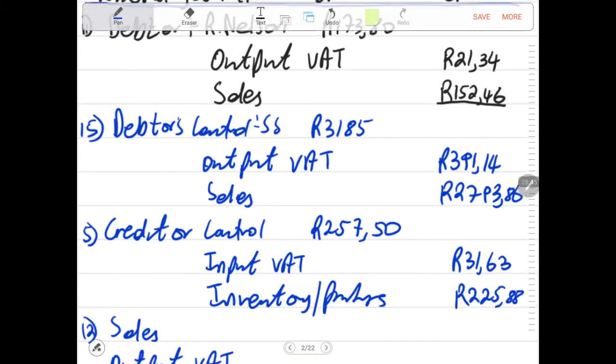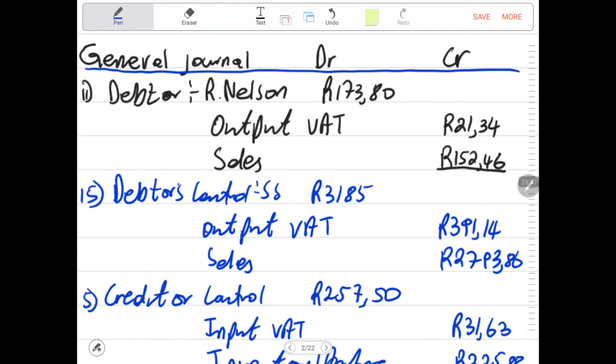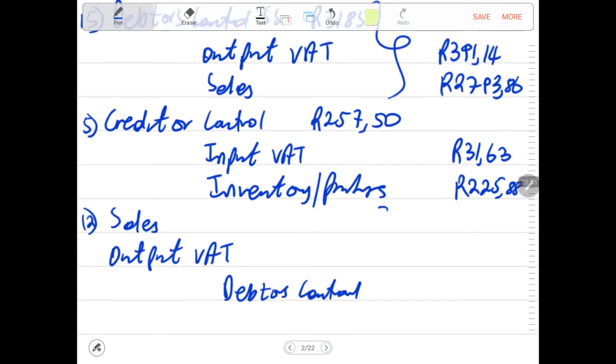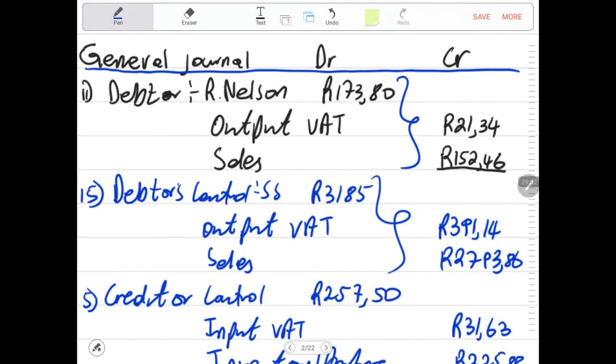Remember, just want to go back previously. This was a credit sale. Here we sold inventory on credit, and here we sold inventory on credit. And now here the customer is returning the same or part of that inventory. Now it means you have to record a vice versa of what you did previously. Debtors control was debited, now you credit. Output VAT was credited, now you debit.